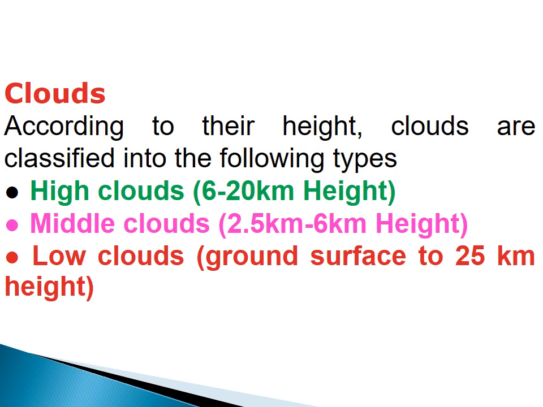So, the first one is high clouds. Okay, it is there from 6 to 20 kilometer height, and the middle clouds 2.5 kilometer to 6 kilometer height, and low clouds ground surface to 2.5 kilometer height. Okay, so three types of clouds are there: high clouds, middle clouds, and low clouds.